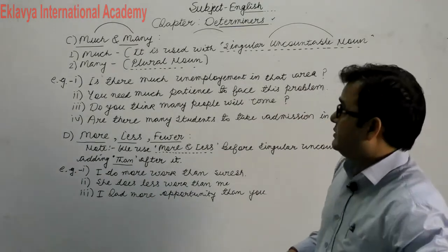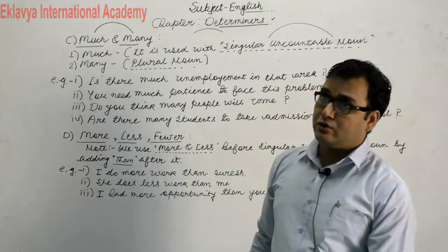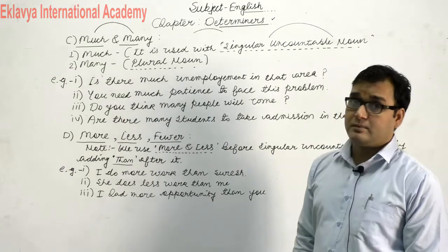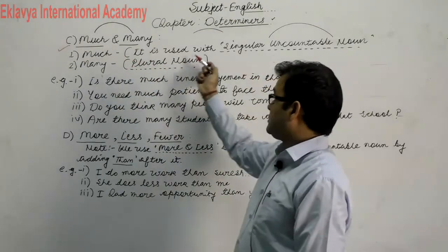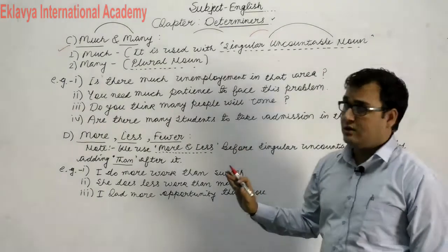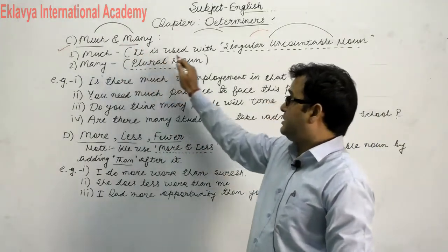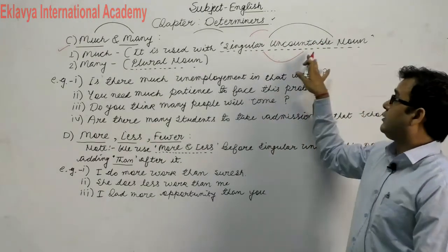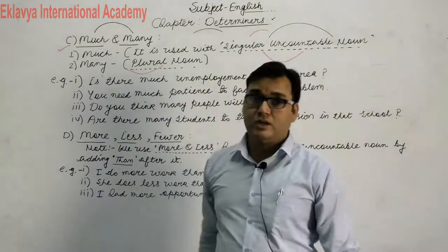Point number C speaks about much and many. After having discussion about few, a few, the few, little, a little, the little: few speaks about numbers, little speaks about quantity. So point number C is much and many in quantity, students. Much is a determiner playing the role of an adjective in a sentence before a noun. Much is used before a singular uncountable noun. Many is used before a plural noun. Let's have it now.